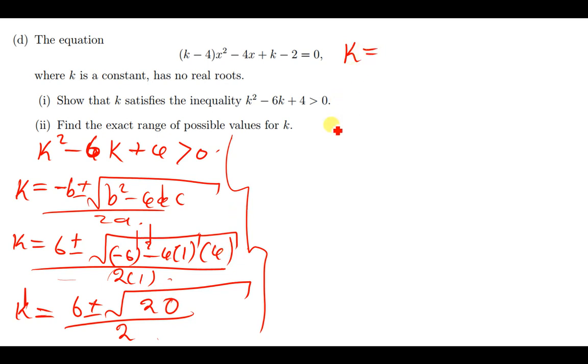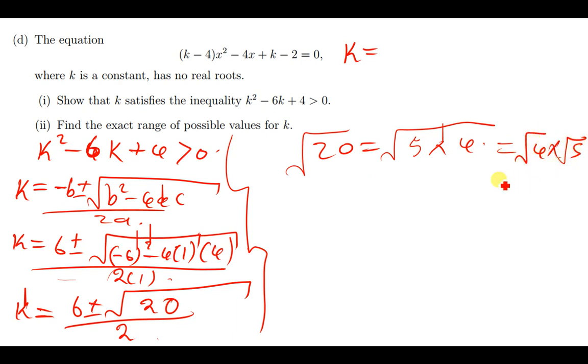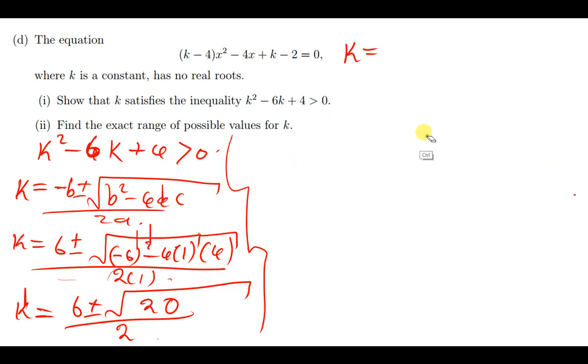We can simplify this. The square root of 20 can also be written as the square root of 5 times 4. So this can also be written as square root of 4 times the square root of 5. So this would be 2 root 5. Okay, so we can write this as 6 plus or minus 2 root 5, then everything divided by 2.